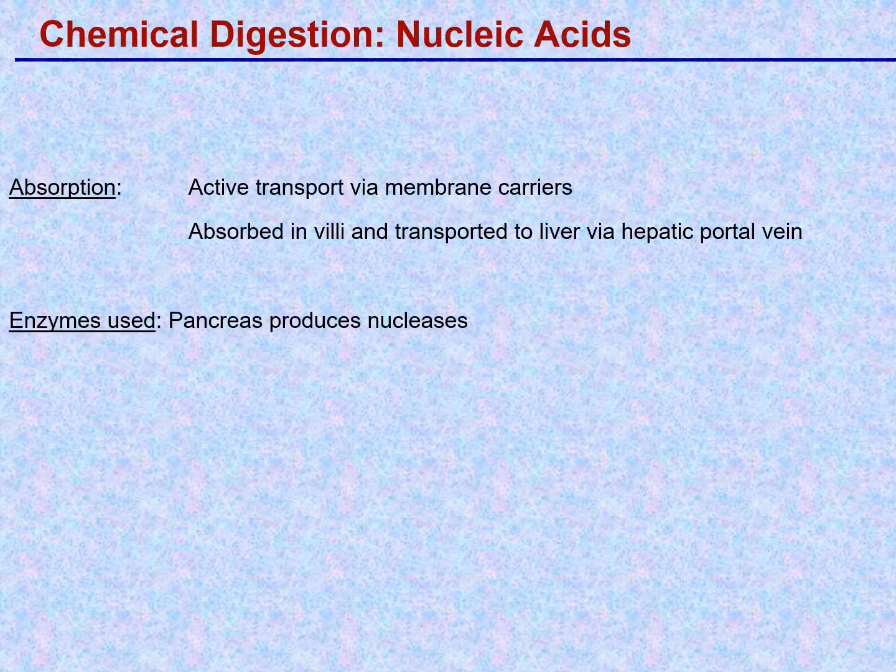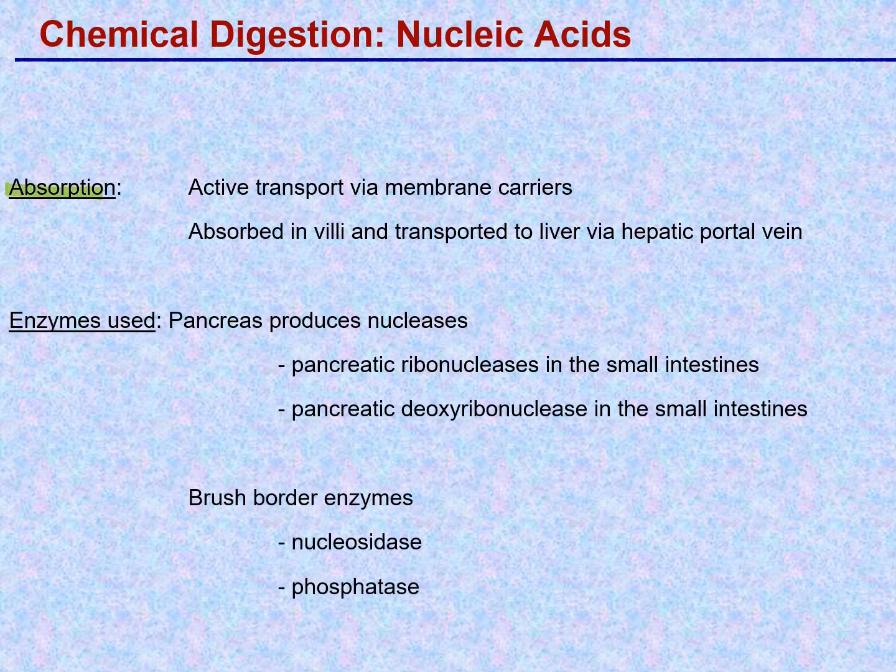So, again, nucleic acids, they get absorbed if they've been broken down into the monomers. Remember, the monomers are the nucleotides, and the polymer is the DNA. They're absorbed via an active transport mechanism involving membrane carriers, and they get transported across and absorbed in the villi and go up through the blood via the hepatic portal vein into the liver.